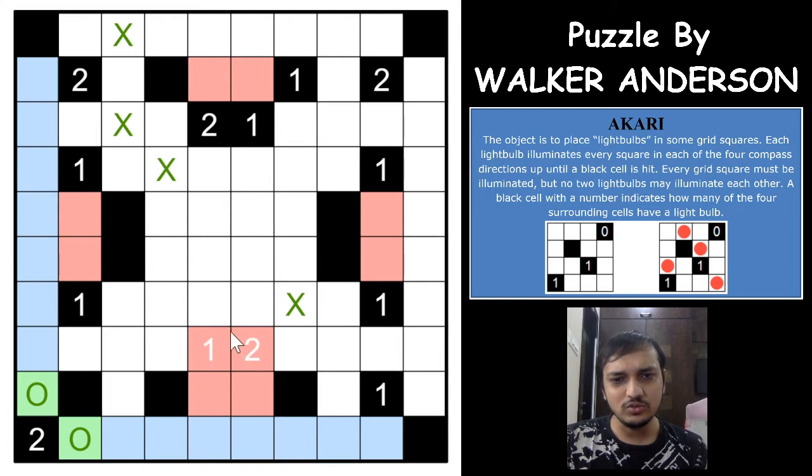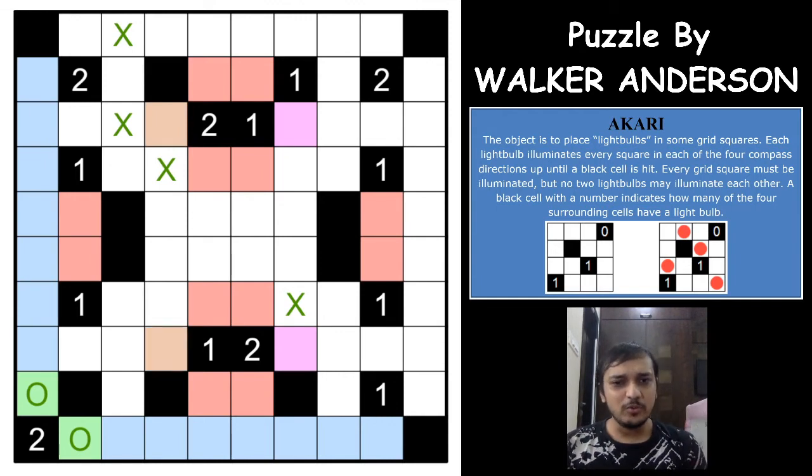So one of these two, right? And one of these two, and exactly one of these two will be a light bulb. I will mark with the different color. Superb logic. So we got 6 light bulbs for the total of 6 clues. Total sum of 6 clues. 1, 2, 3, 4, 5 and 6, right?